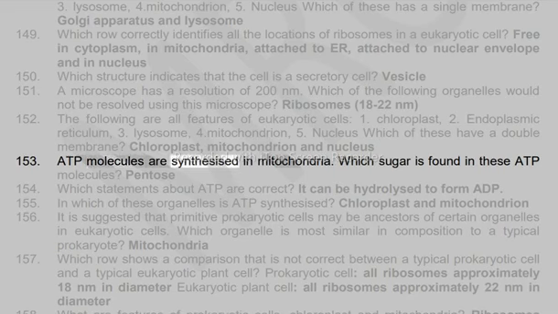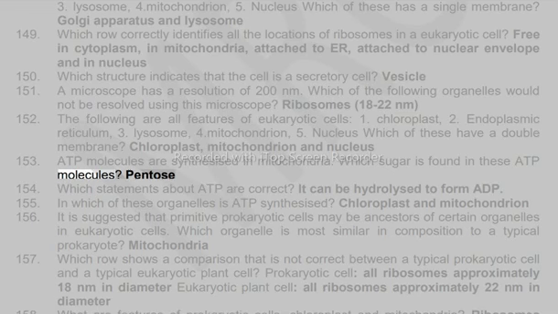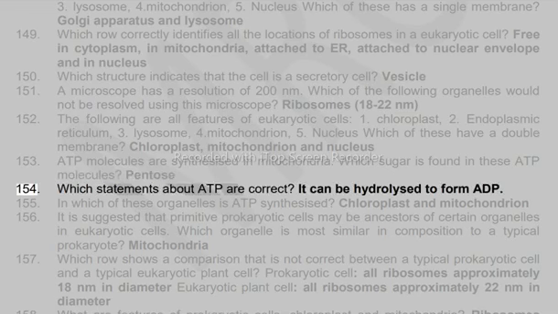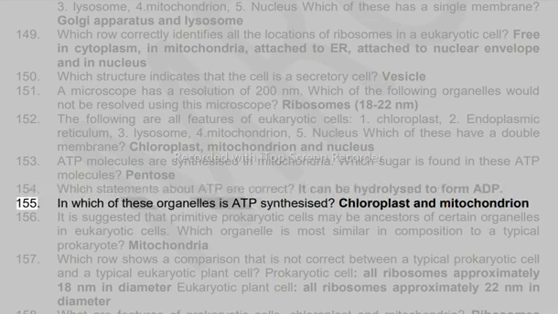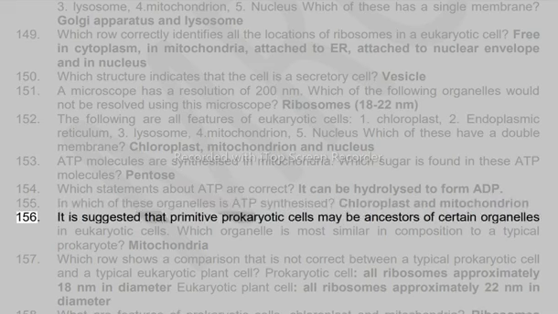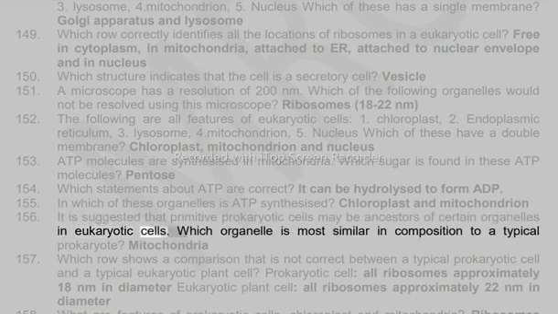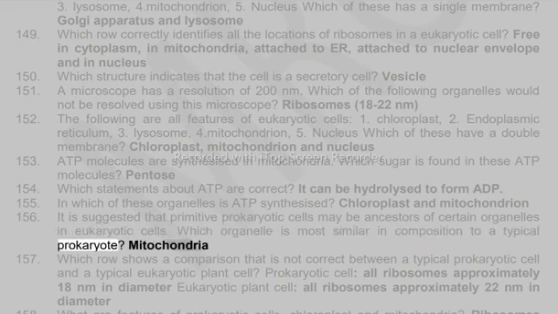153. ATP molecules are synthesized in mitochondria. Which sugar is found in these ATP molecules? Pentose. 154. Which statements about ATP are correct? It can be hydrolyzed to form ADP. 155. In which of these organelles is ATP synthesized? Chloroplast and mitochondrion. 156. It is suggested that primitive prokaryotic cells may be ancestors of certain organelles in eukaryotic cells. Which organelle is most similar in composition to a typical prokaryote?